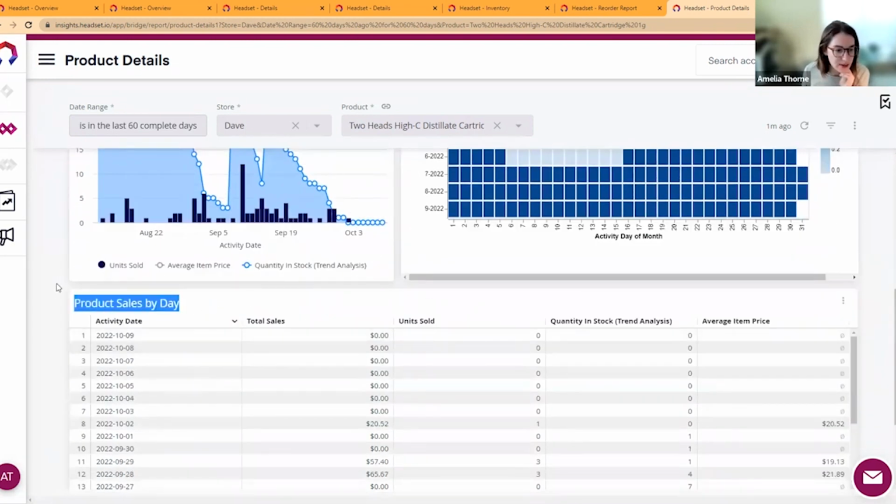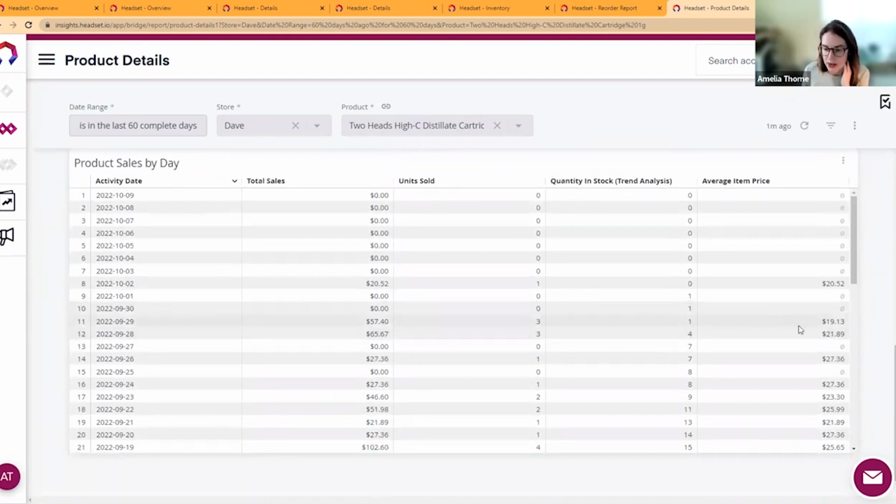Down here, we can also see product sales by day and what that average item price looks like.